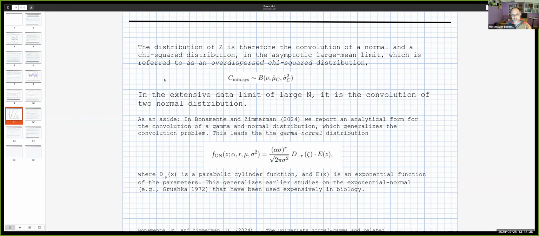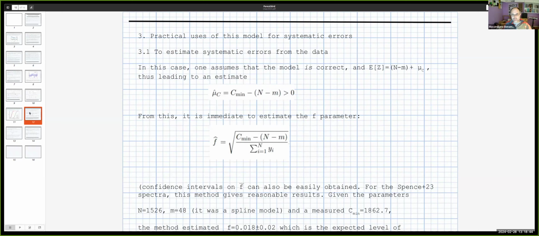But in practice, the message here is relatively simple, and I'm about to wrap it up. You can use this model in a couple of ways. One, if you don't know what the value of the systematic errors are, you can actually estimate them from the data themselves and this model.